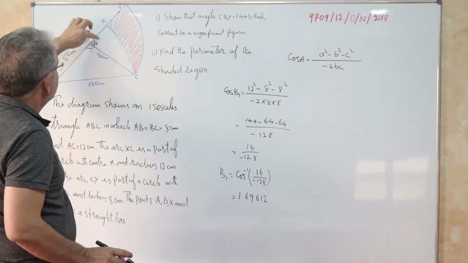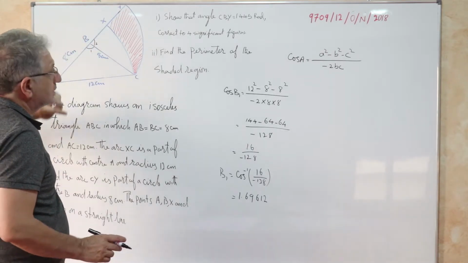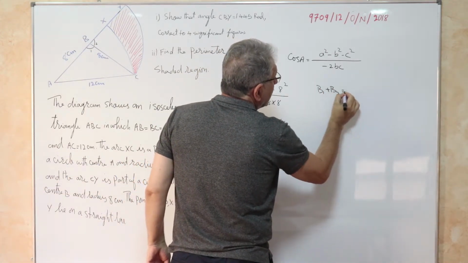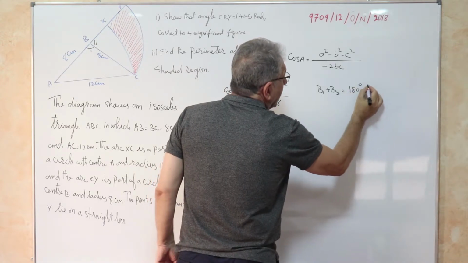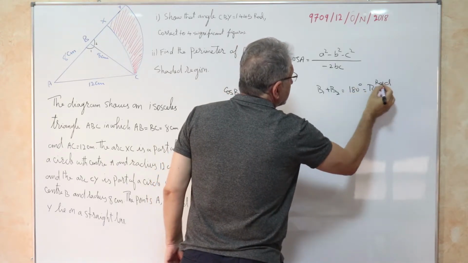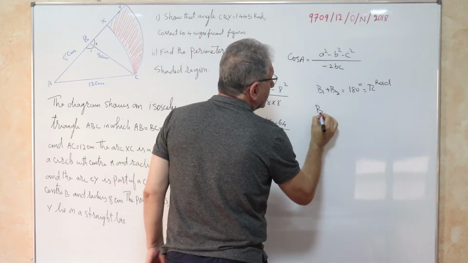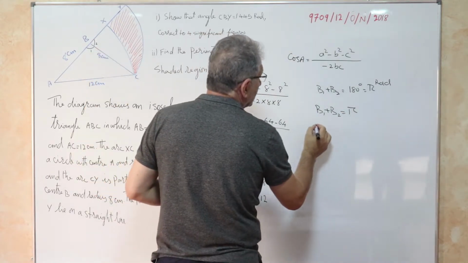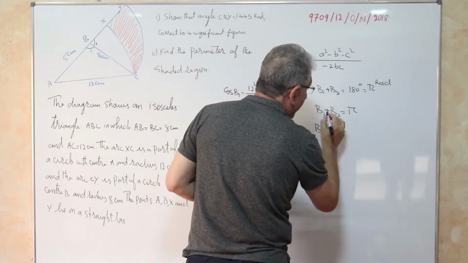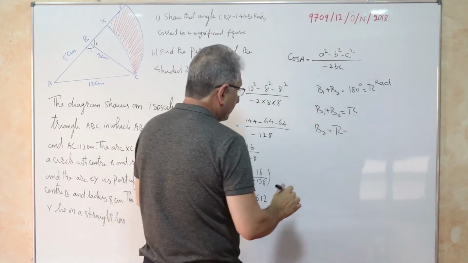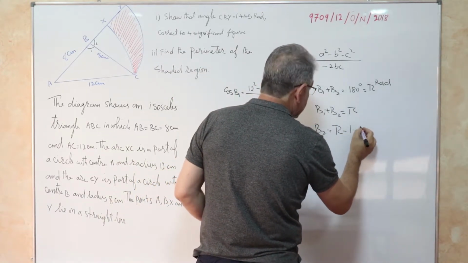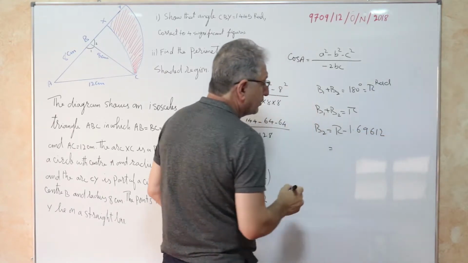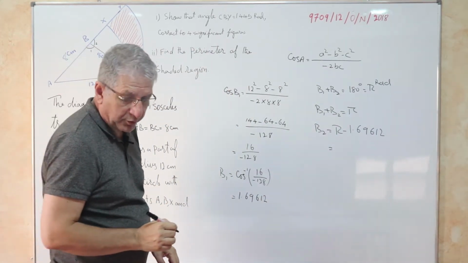Now B2 is actually, we know B1 plus B2 is 180 degrees, which is actually pi radian. Because everything is in radian, I have to use this. Therefore B1 plus B2 is equal to pi. Therefore B2 is equal to pi minus B1, which is this much, pi minus 1.696612. You can put it in the calculator and you are going to get the answer.